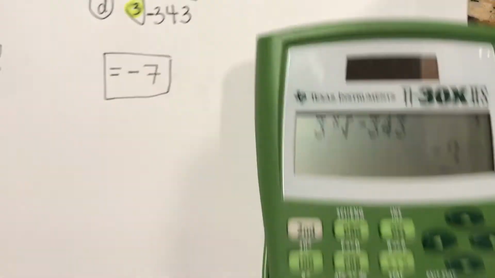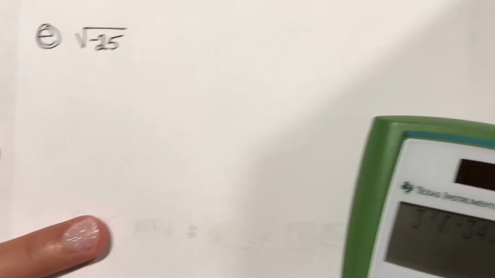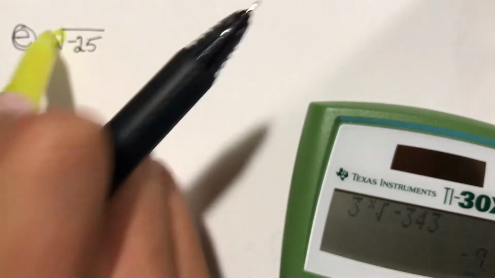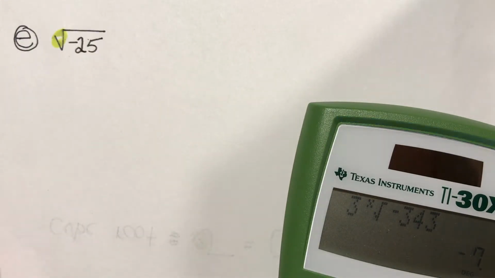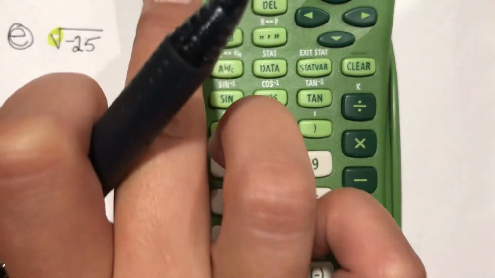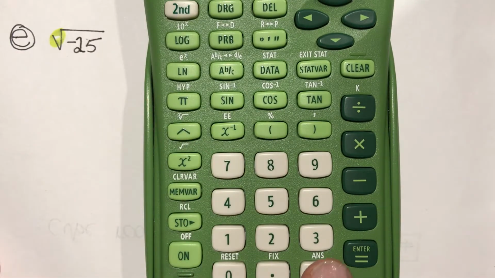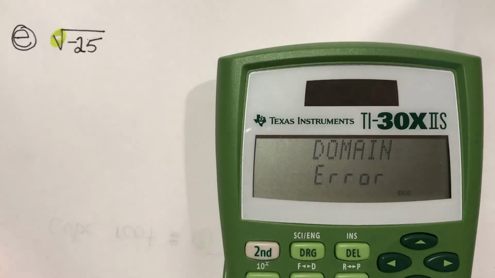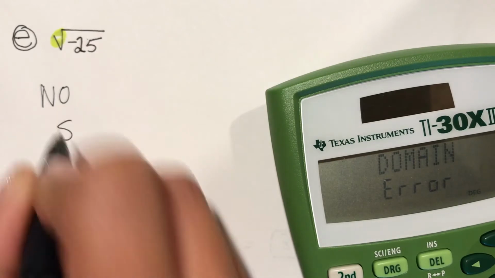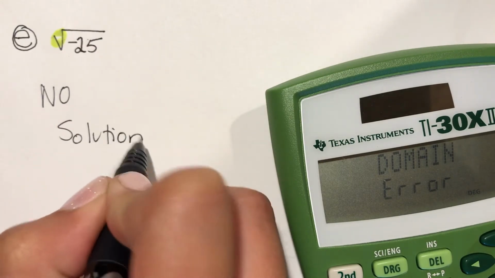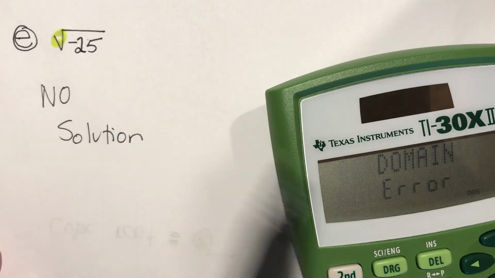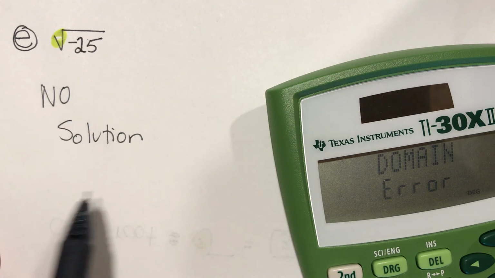And then I have one last example here, letter E, the square root of negative 25. Remember, this is just square rooting because there is no index number there. We could just plug it into our calculators: second x squared, negative 25, equals. Notice how there's a domain error. When you get a domain error, your solution would actually be no solution. Remember, there's no number times itself that will give me a negative number. Do not write domain error. Please convert that to no solution.